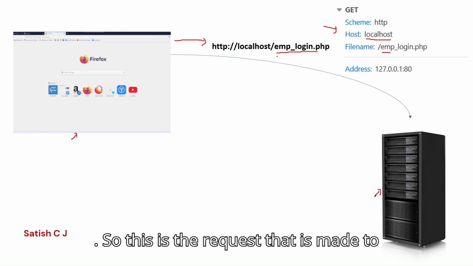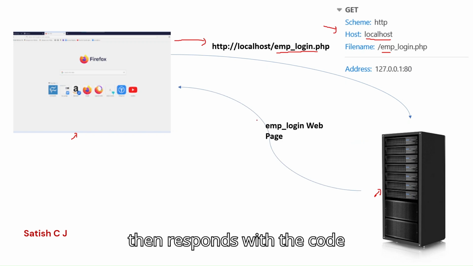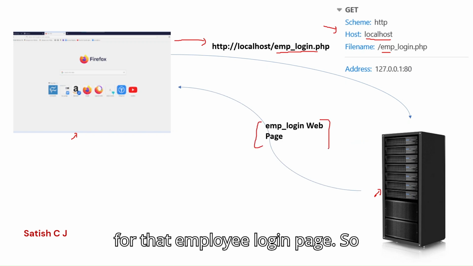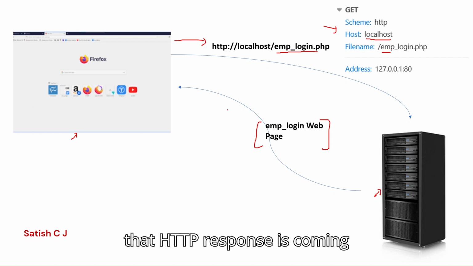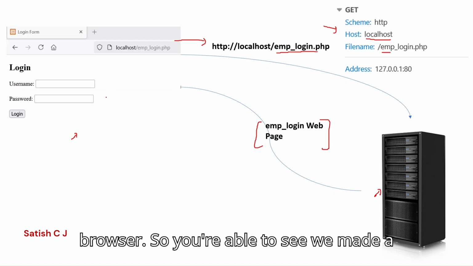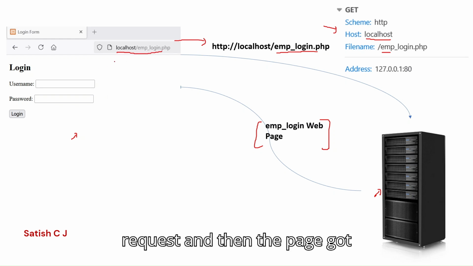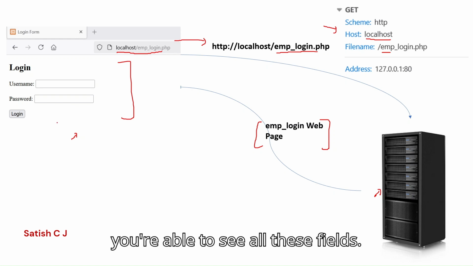So this is the request that is made to the server, and the server then responds with the code for that employee login page, HTML code coming back as text. That HTTP response is coming back, and the page gets rendered by the browser. You're able to see we made a request and then the page got loaded and rendered by the browser. So you're able to see all these fields.